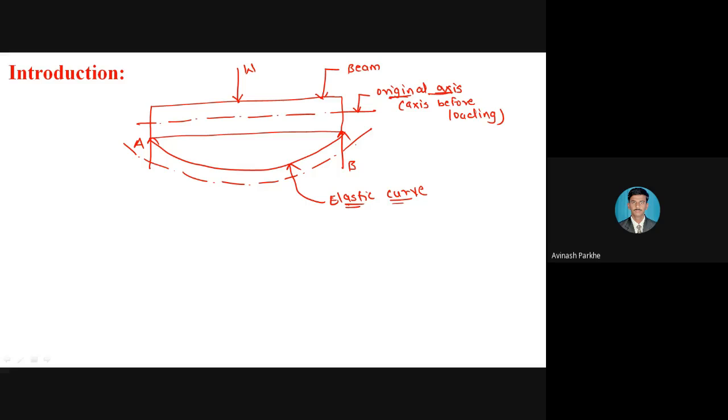Now, if I have to calculate the deflection and the slope of that particular beam, we have a simple definition of deflection. Let us see. Deflection is defined as the distance between the elastic curve and the original axis of the beam. Once again I am repeating, it is the vertical distance at any point in the beam between the elastic curve and the original axis of the beam.